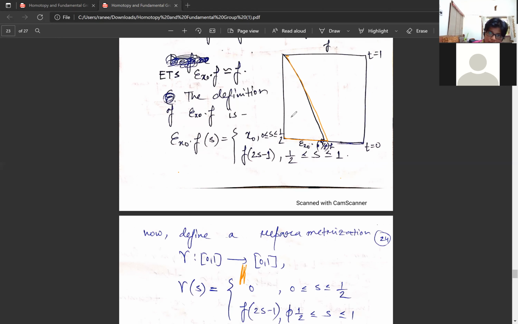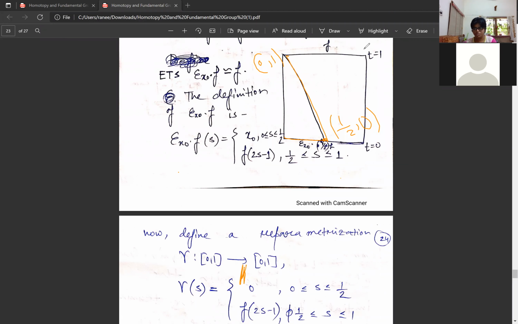And the straight line joining them is exactly this 2s minus 1, as you can check. Okay, so then you will see that this is your gamma, which is kind of helping you to slide. Reparametrization means in some sense it is shifting this path to another path, so that it is easy for you to build the homotopy which you want, your desired thing.